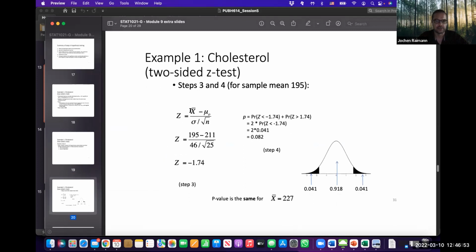So the Z essentially is the X bar, our sample mean of 195, minus the population mean of 211, and we're dividing this again by the standard error of the mean. So this is the general Z score formula. It will be the same for proportions under the normal approximation. So we're calculating 195 minus 211, divided by sigma, the population standard deviation, divided by the square root of the sample size. That gets us to a Z score of minus 1.74.